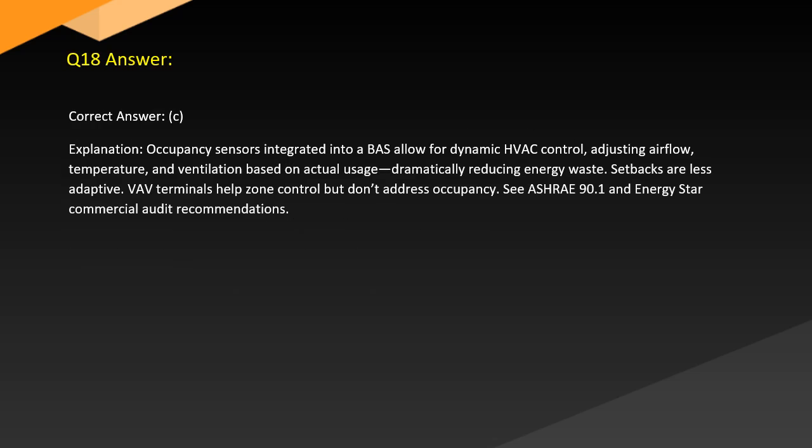Answer. Correct answer: C. Explanation. Occupancy sensors integrated into a BAS allow for dynamic HVAC control, adjusting airflow, temperature, and ventilation based on actual usage, dramatically reducing energy waste. Setbacks are less adaptive. VAV terminals help zone control but don't address occupancy. See ASHRAE 90.1 and Energy Star commercial audit recommendations.